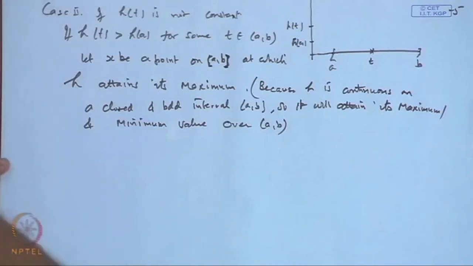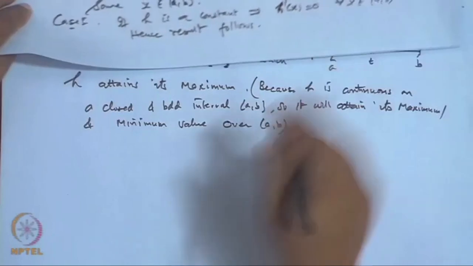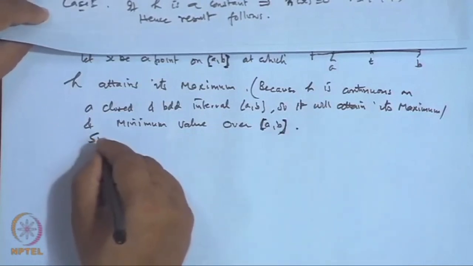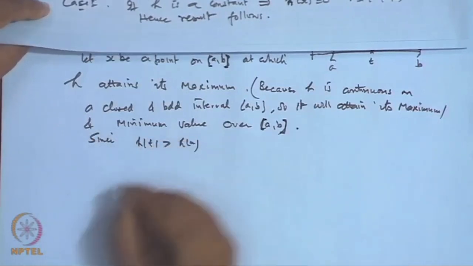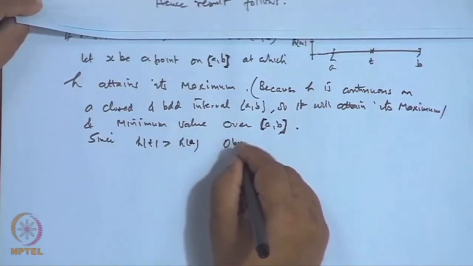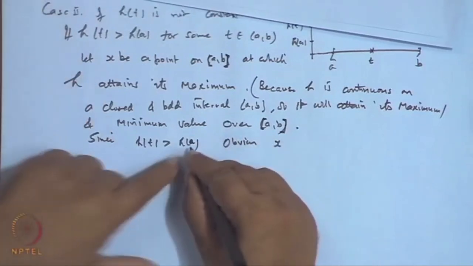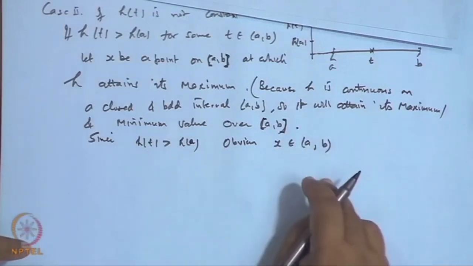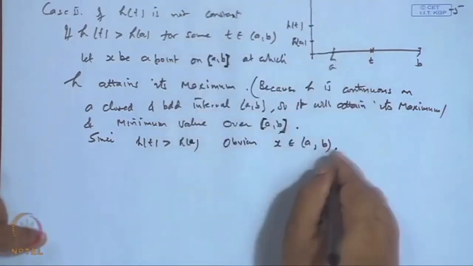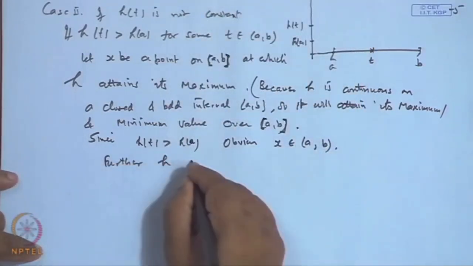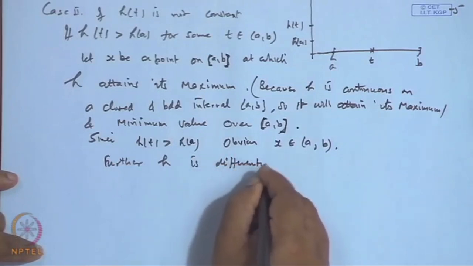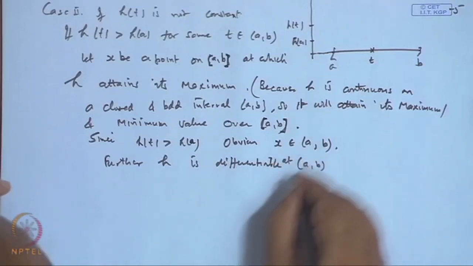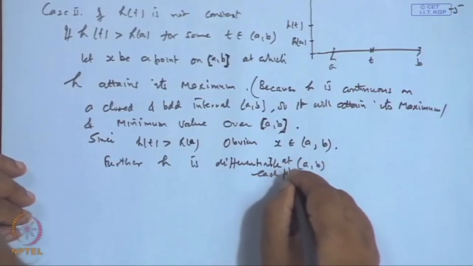Now we have seen here is a b, the point x over a b. Since we have taken h of t greater than h of a, obviously the point x will not be the point a, and in a similar way we can say it is lying between a b. So x lies between this. Now further, the function h is differentiable inside the interval a b, differentiable at each point in the interval a b.